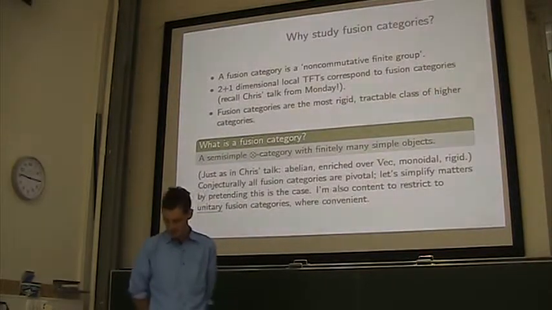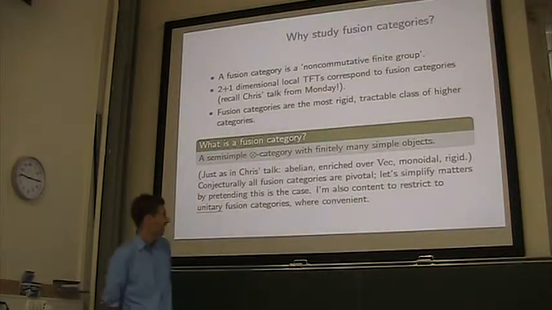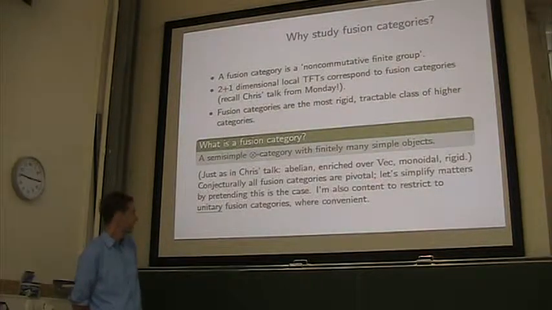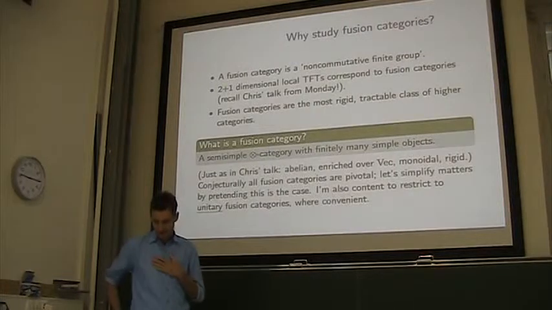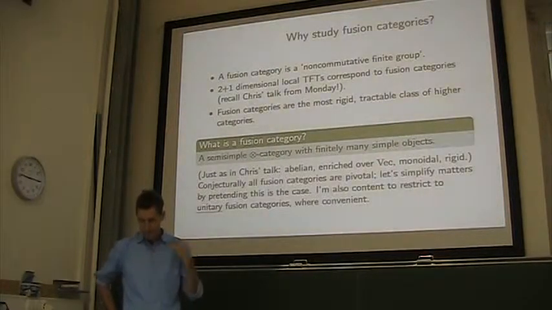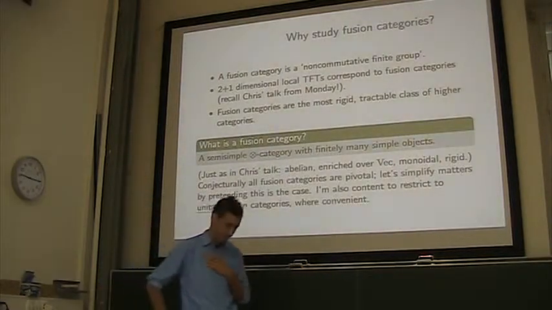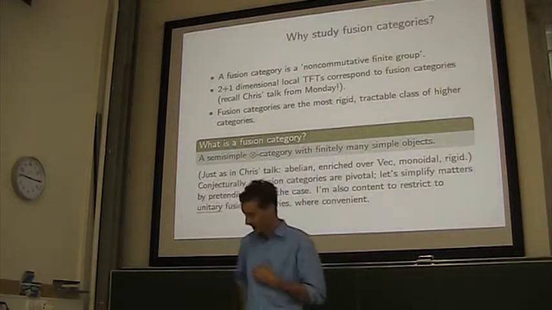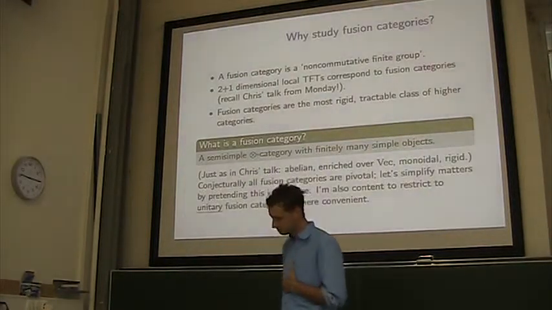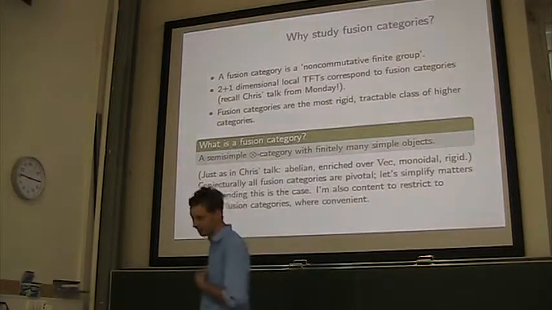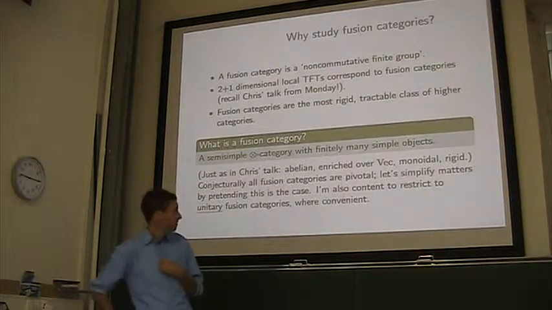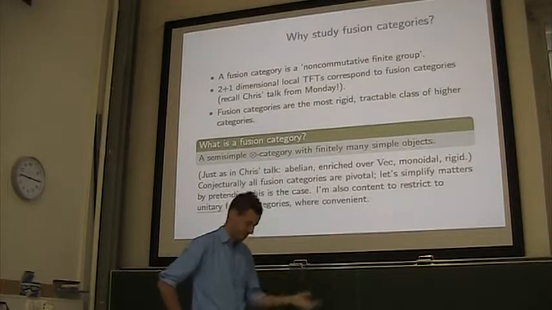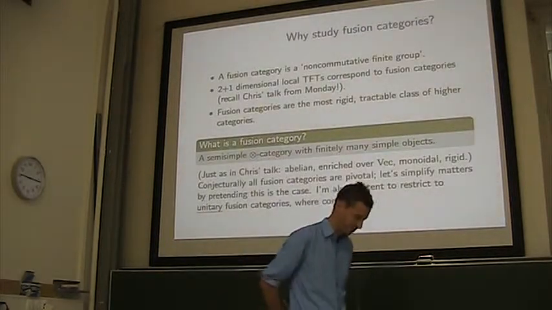Okay, so what is a fusion category? Happily, a few people have already said this in talks earlier in the week, but I'll just say it again. It's just a semisimple tensor category. Here tensor means, as in Chris's talk, abelian and rigid monoidal, and importantly with only finitely many simple objects.